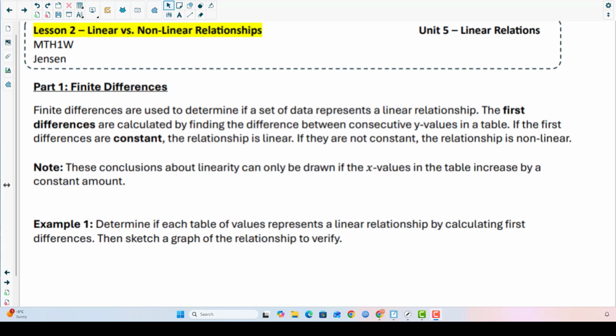Today we're going to be talking about linear versus non-linear relationships. I believe there's probably going to be at least two parts to this video. So this is part 1, part A. Let's get started. Part 1, finite differences.